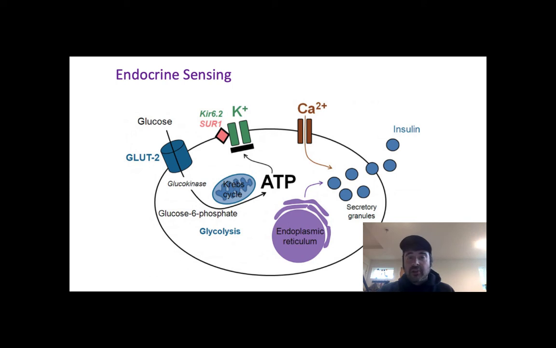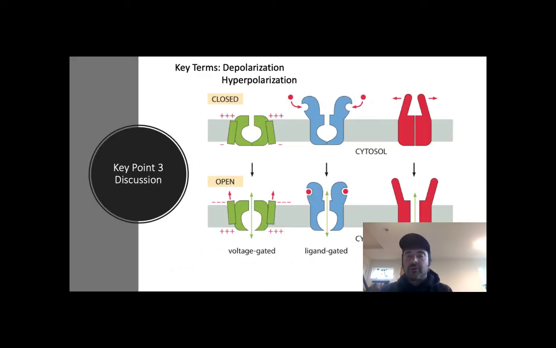Endocrine sensing is just using the gradient. So I won't go into detail here because we haven't talked about this enough, but it's using the gradient to allow cells to sense what's going on in their environment. And those can be the cues, for example, for releasing chemical signaling molecules such as insulin. We use that electrochemical gradient, that membrane potential, to do things like this.